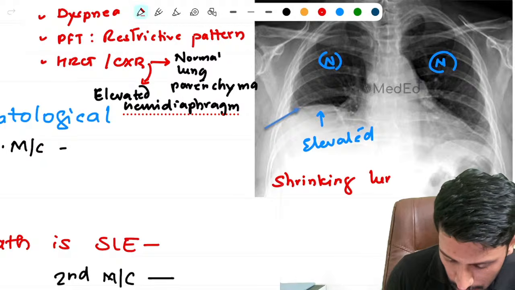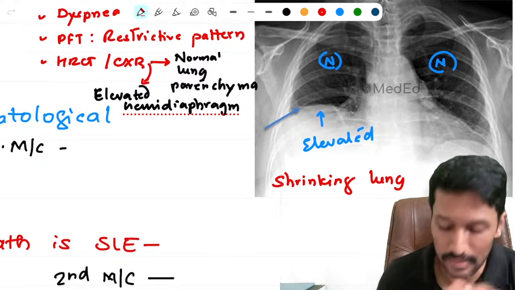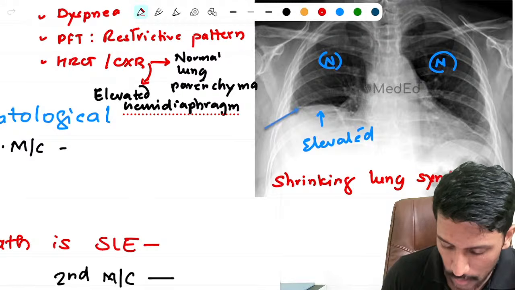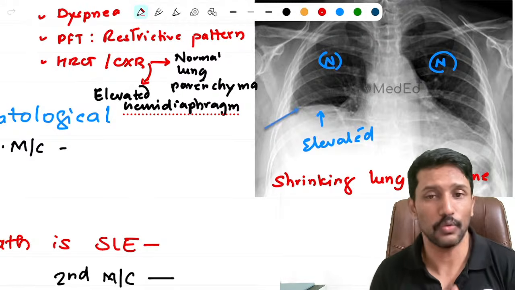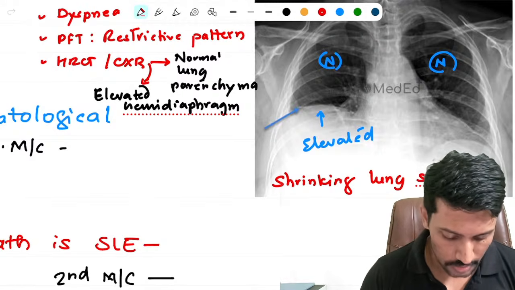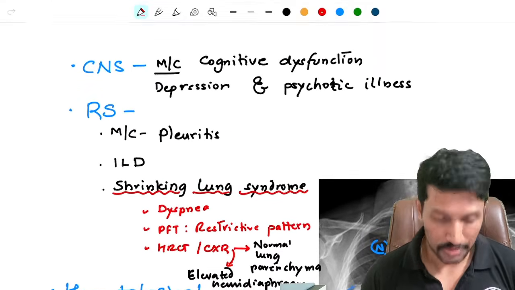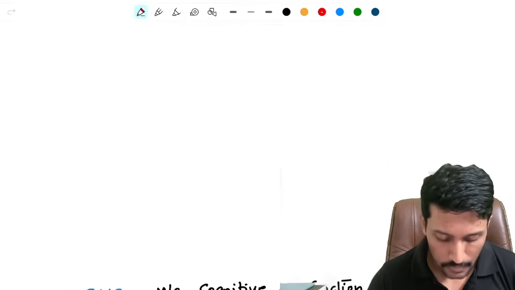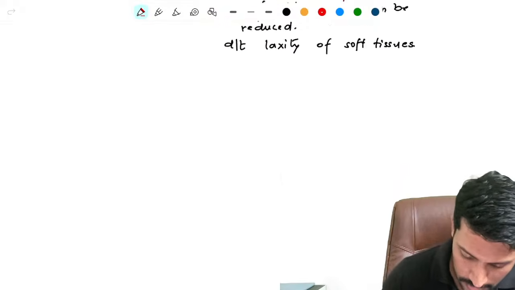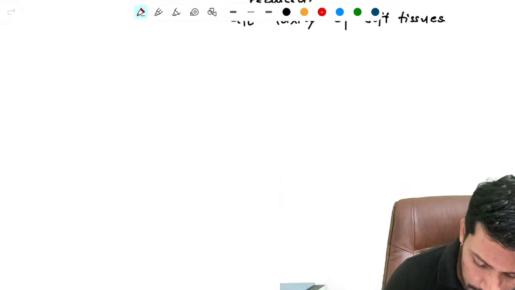The lungs are shrinking, but there is no problem inside the lungs. So probably the surrounding structures are getting fibrosed due to inflammation. So these are the three respiratory system complications that we get in SLE. Now talking about the other organs. What other organs get affected?